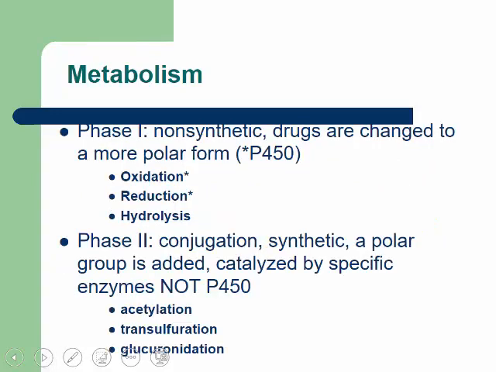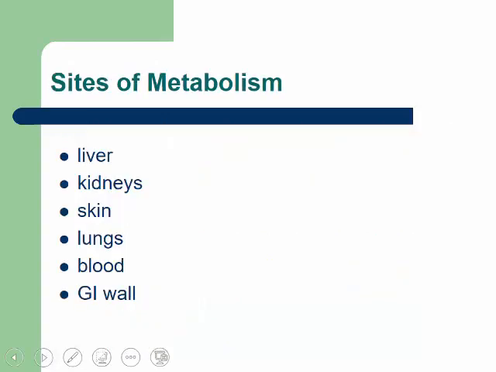Okay, we talked about this already. I think I jumped the gun here. Phase 1 is oxidation, reduction, hydrolysis, which is usually, not always, but the P450 system is very involved in phase 1 metabolism. Phase 2, acetylation, transsulfuration, glucuronidation. These are not P450 systems.